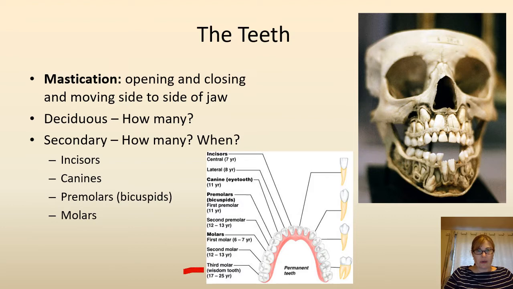Here it is, the wisdom teeth. 17 to 25 years is when they come in. And then about 6 to 7 years is when a lot of these other ones come in. 6 years, 7 years, 8 years. That's when the teeth look so weird. It's like the mouth is all different teeth sizes.